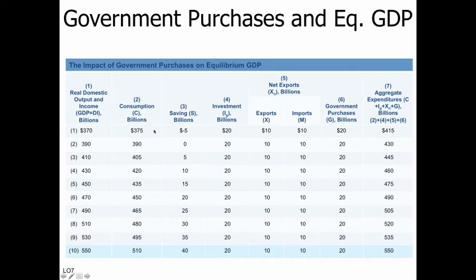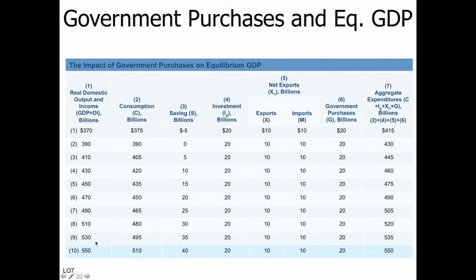So we take C and we add I, 20 billion, and we add G, 20 billion. So we take C and add 40 billion to get C plus I plus G plus XN, which is our last column here. Again, this is aggregate expenditures, the 4 levels of spending added together. And again, we're looking for the one point where the level of spending is exactly equal to real GDP. We know the equilibrium will be pushed to that point.